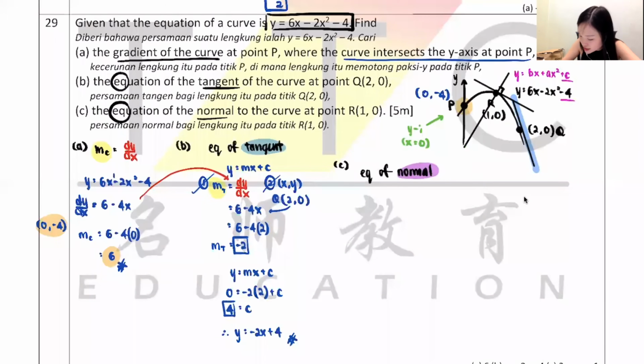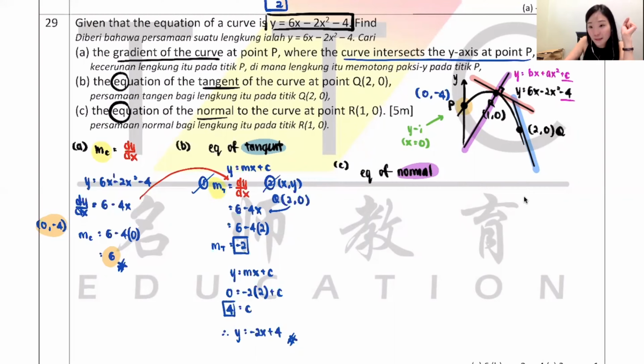Okay, 90 degrees. Isn't it? This will be the normal. Okay, and the normal relies on the tangent. Everything I put color. So guys, please don't be confused. We don't look at point P anymore. We don't look at point Q anymore. We only look at point R.